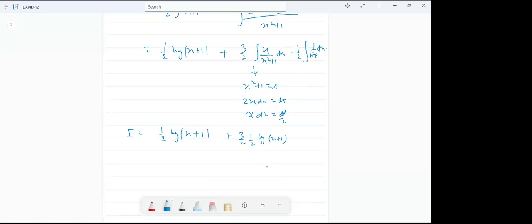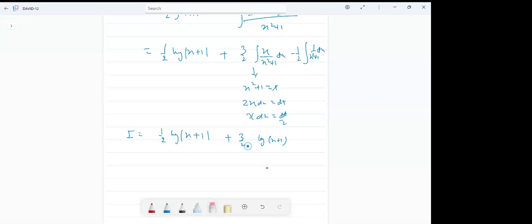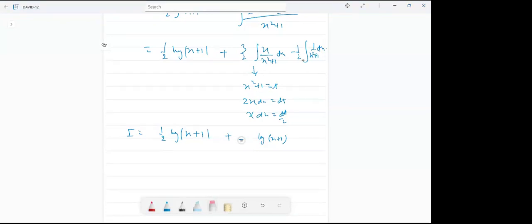So further we can write 3 over 4 in place of 3 over 2, we have 3 over 4 log of x square plus 1, and minus half tan inverse x. The integral of 1 over x square plus 1 is tan inverse x.